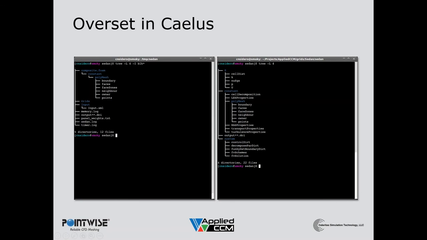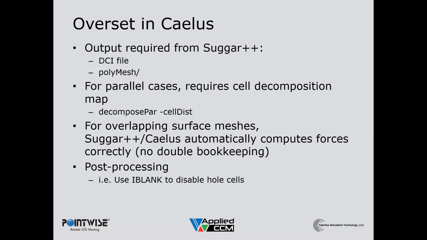Okay, Travis, next slide. So I talked about the first point already. The other small thing you need to do is when you're running in parallel, it requires a cell decomposition map, and that's available in the... currently there's no change to any of the utilities to do that.